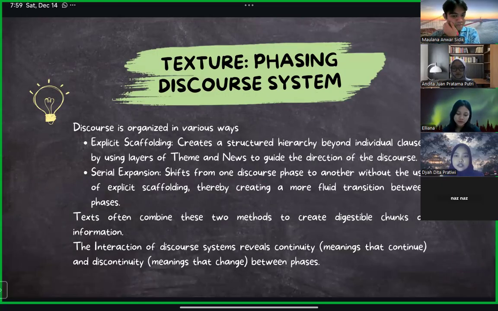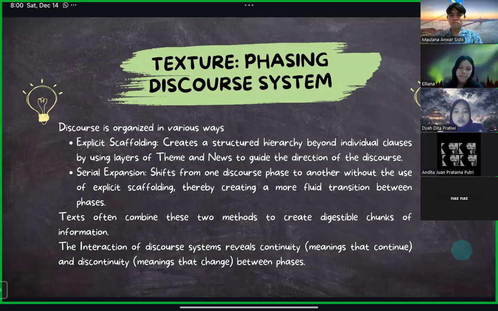All right, the rest of the material is about texture, facing discourse system. So discourse is organized in various ways. The first one is explicit scaffolding, which creates a structured hierarchy beyond individual clauses by using layers of theme and news to guide the direction of the discourse. The other one is serial expansion, which is a shift from one discourse phase to another without the use of explicit scaffolding, thereby creating a more fluid transition between phases. Texts often combine these two methods to create digestible chunks of information, and the interaction of discourse systems reveals continuity, or meanings that continue, and discontinuity, or meanings that change between phases.